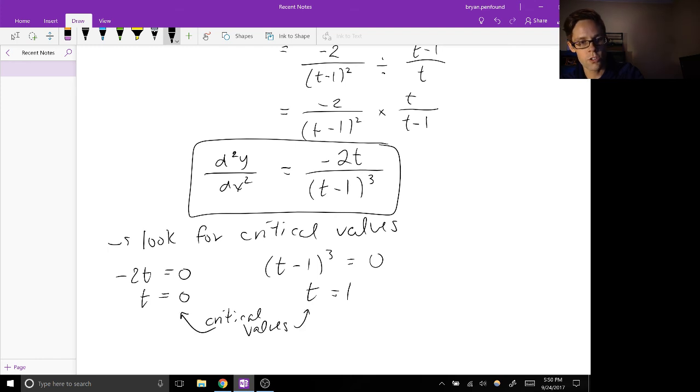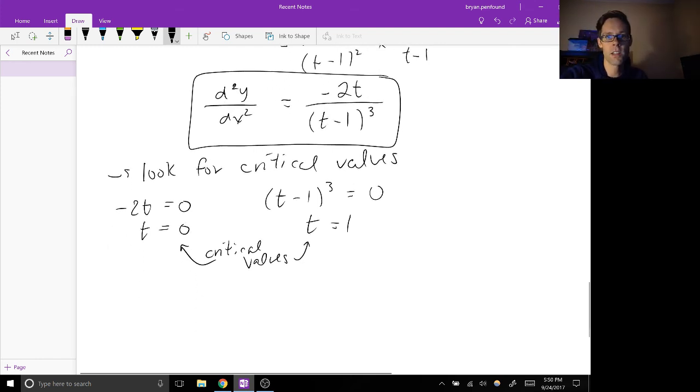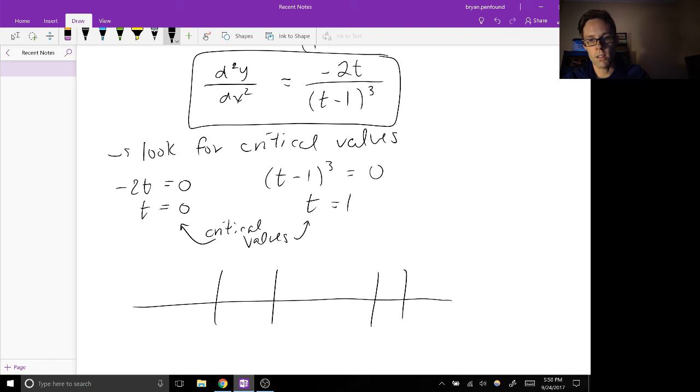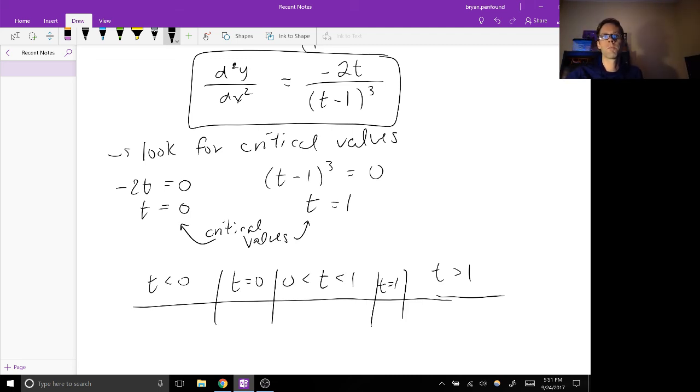Actually, I kind of lie. They're called critical values. They may not necessarily be critical points. But we're going to need both of them inside of our second derivative chart. So we need 0, we need 1. And we're going to look at test values for values, say, less than 0, values that are bigger than 1, and say values in between 0 and 1.